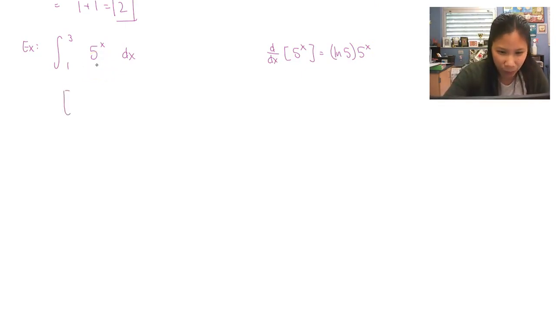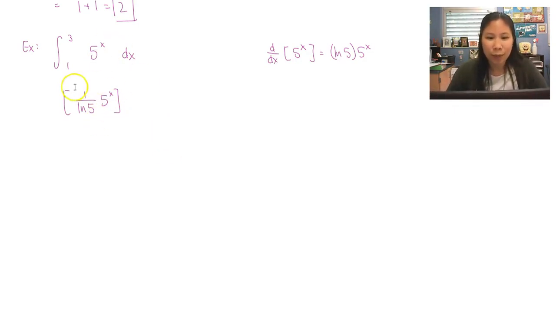And if you think about it this way, if I take 1 over natural log of 5 times 5 to the x, if I were to take the derivative of this, 1 over natural log of 5 is just a constant because there's no x's in it, it's just numbers. Natural log of 5 is just a decimal. So 1 over natural log of 5 is just a constant, so that would stay in front when we take the derivative because that's a constant multiplier.